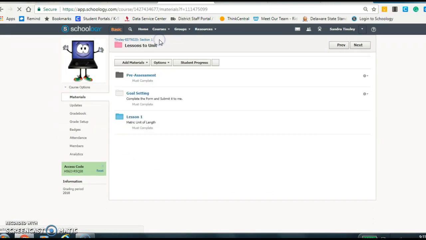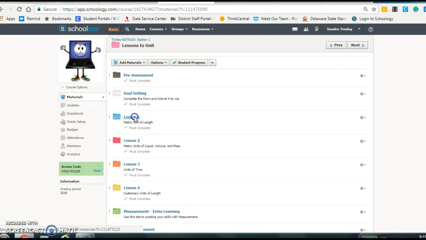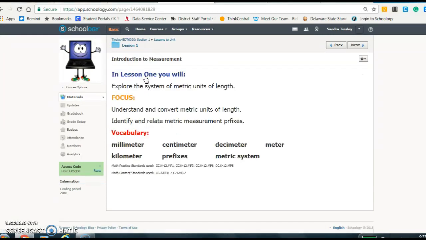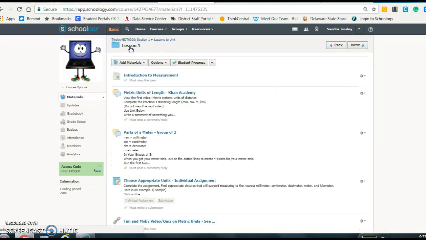Going back to the lessons in the unit, we will go on to Lesson 1. Lesson 1 starts with an introduction. In the introduction, it will talk about what they'll do, their focus, their vocabulary, and the Common Core standards for that unit. Then they'll go on to a Khan Academy.